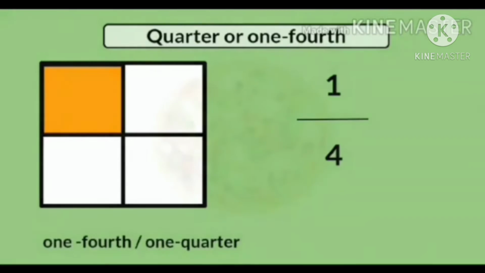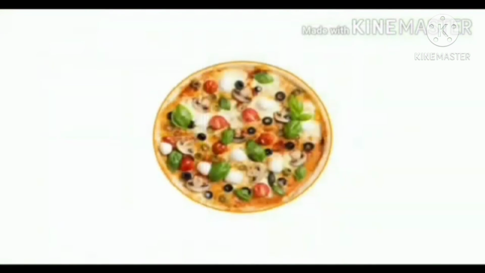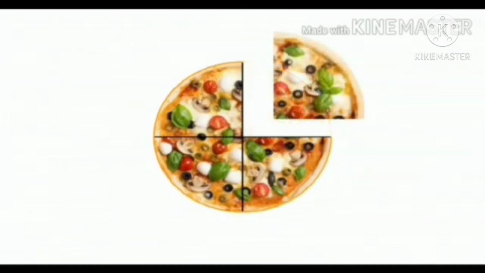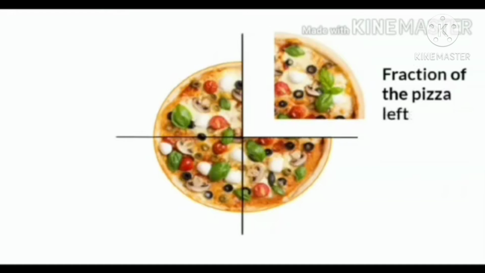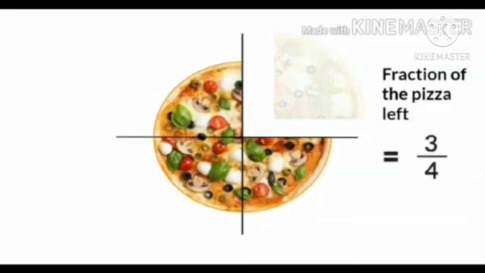For example, consider this pizza. When we divide this pizza into four equal parts, and if I eat away one part, then we can say that I ate 1/4 or quarter of the whole pizza. Here, the numerator is the part being eaten away, and the denominator is the total number of parts, that is 4. Can you say what fraction of the pizza is left here? Yes, you are right. 3/4 of the pizza is left here.